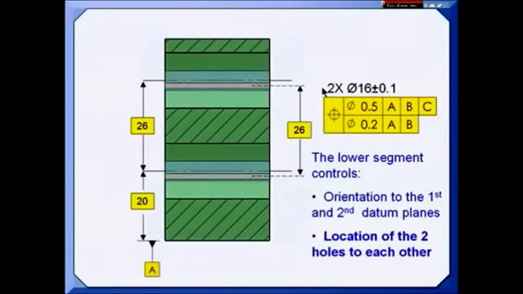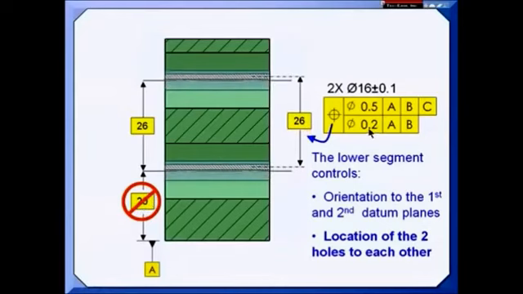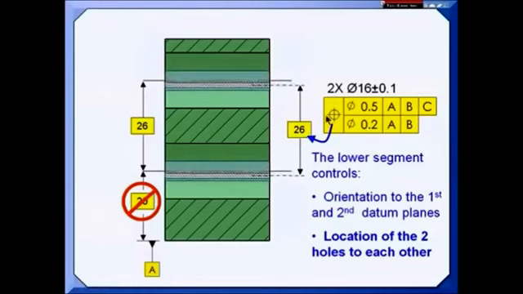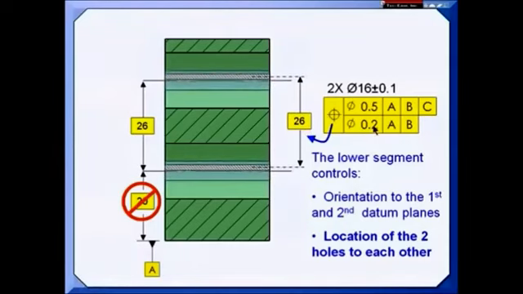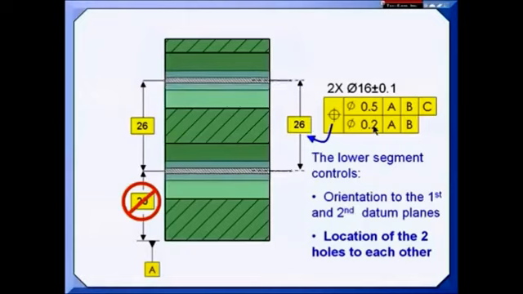However, if we change this to a composite position, this lower segment is called the feature relating tolerance zone framework. That means it controls the location between the features, this 26 basic that we have. It does not control the location back to the datum reference frame. That's the job of the upper segment. That is the pattern locating tolerance zone. So this 20 basic doesn't apply when we're talking about the lower segment. The tolerance zone of 0.2 then can float as long as they float together.